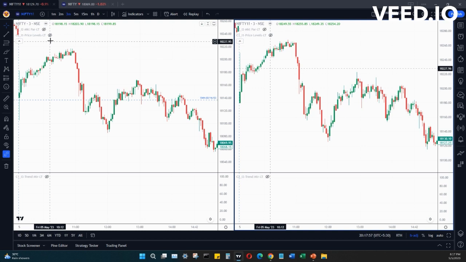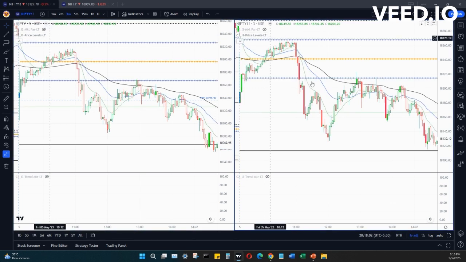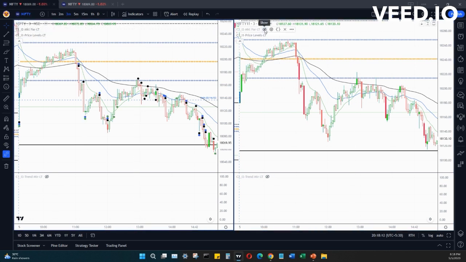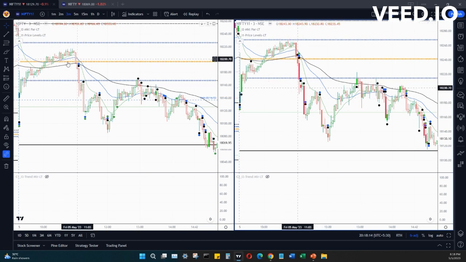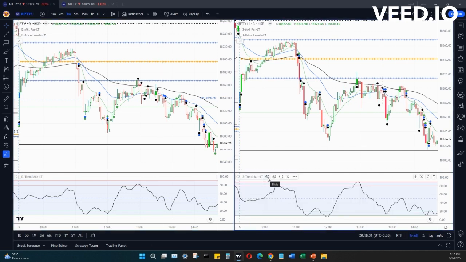Okay, these custom indicators, I have discussed enough in my previous videos, right? The first indicator is the price levels, or I call it locations. The second indicator is market participation, or market participants, and they are represented by these dots. So we have three colored dots: the black, blue, and green, and each of them denotes a certain kind of participant entering the market. And then we have the trend meter, which indicates the strength of the trend, right?